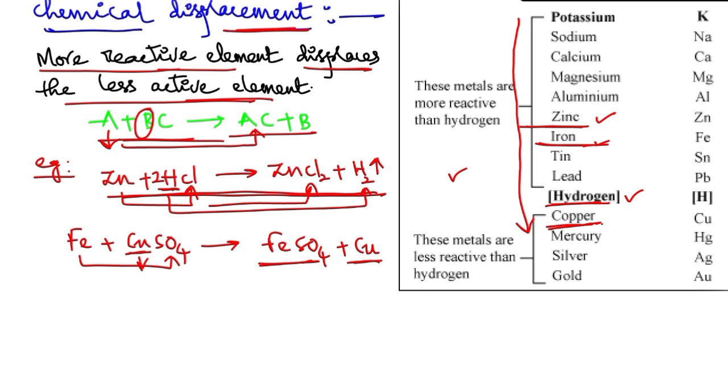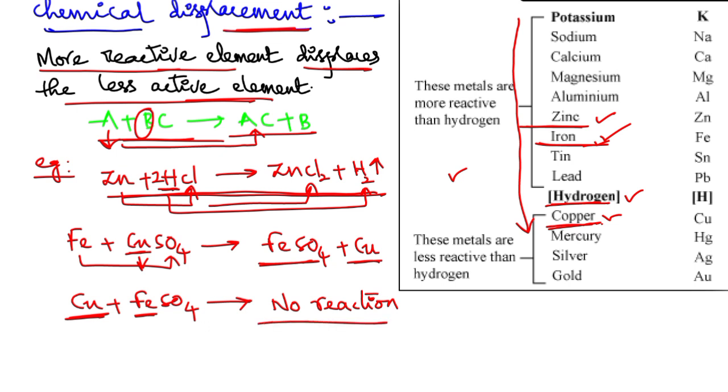If you have one more equation like this, copper plus iron sulfate, what is the reaction here? So here there will not be any reaction because copper is not able to displace ferrum, that is iron, as copper is less reactive compared to iron. That is why no reaction takes place here.